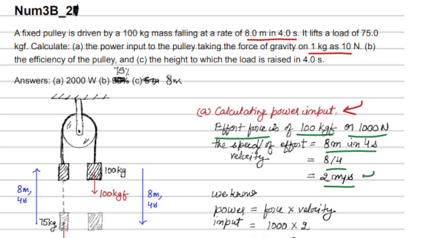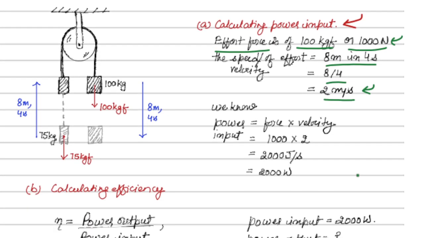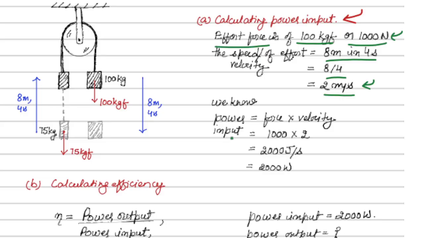So that speed is given. The V is given, right? Now we know the force here and we know the velocity. So we have a formula to calculate power. Here the power input will be force into velocity, so that will be equal to 2000 watts. So that way we can calculate very easily how much power input we are giving.